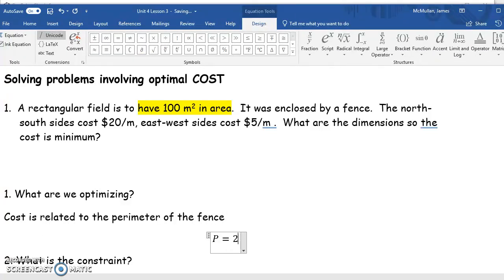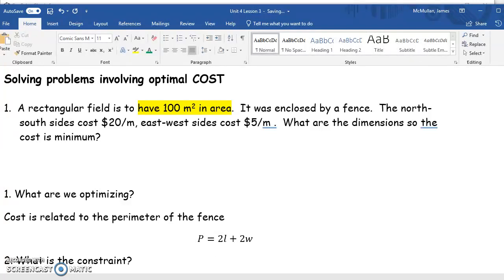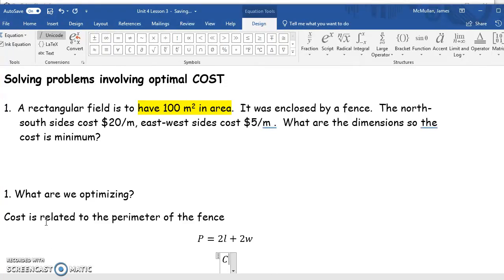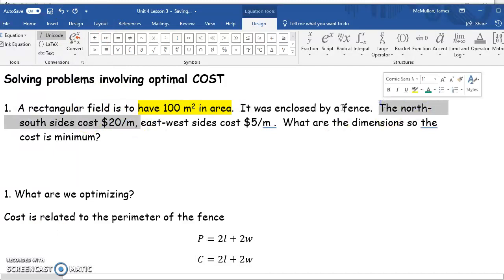The perimeter of the fence is 2L plus 2W. To fence in a rectangular field, you're going to need 2 lengths and 2 widths. Of course, we're not actually trying to minimize the perimeter. We're trying to minimize the cost. And for the cost, we take our 2L plus 2W, and we now go back into the question and read about how different things cost different amounts.